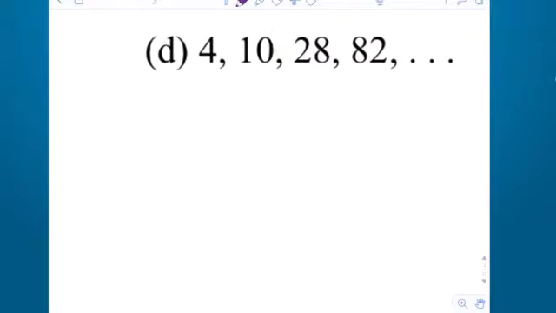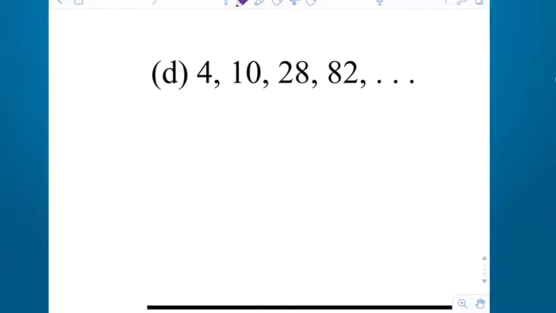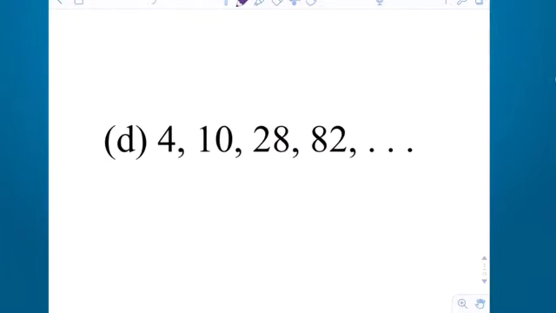Okay, now back to this one. This one's a little bit more challenging. From 4 to 10, you add 6. From 10 to 28, you add 18. So it's not going to be a common first difference. You don't really multiply by the same thing either, do you?